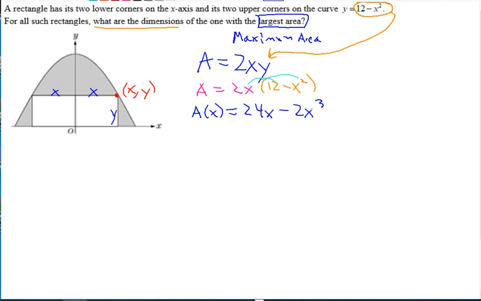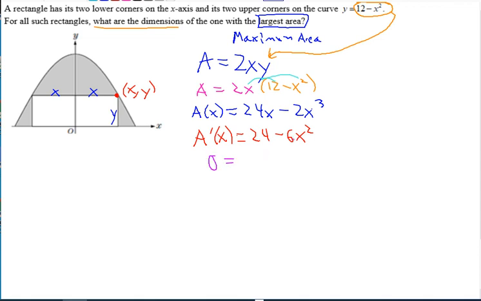And then since now it's in terms of one variable, and we want to maximize it, now is when you would take the derivative. So A prime of x would be 24 minus, bring it down, 3 times 2 is 6x squared. And then this one's never undefined. There's no denominator or negative exponent, so you just want to see what makes it 0.